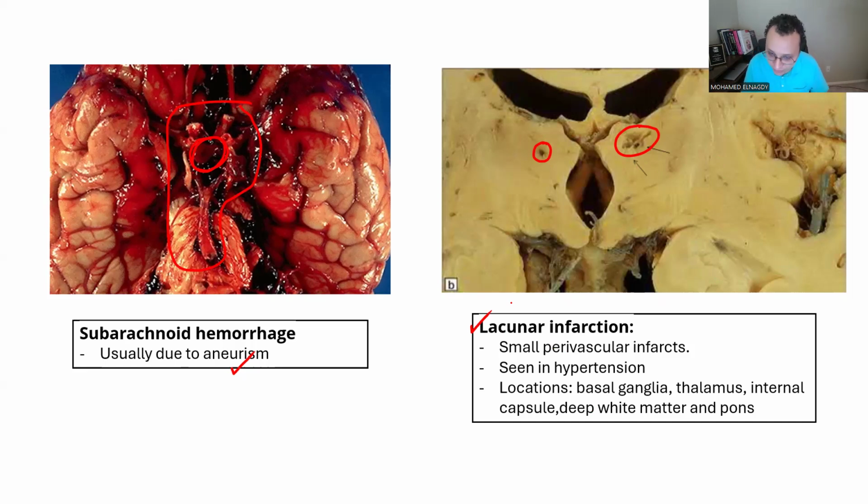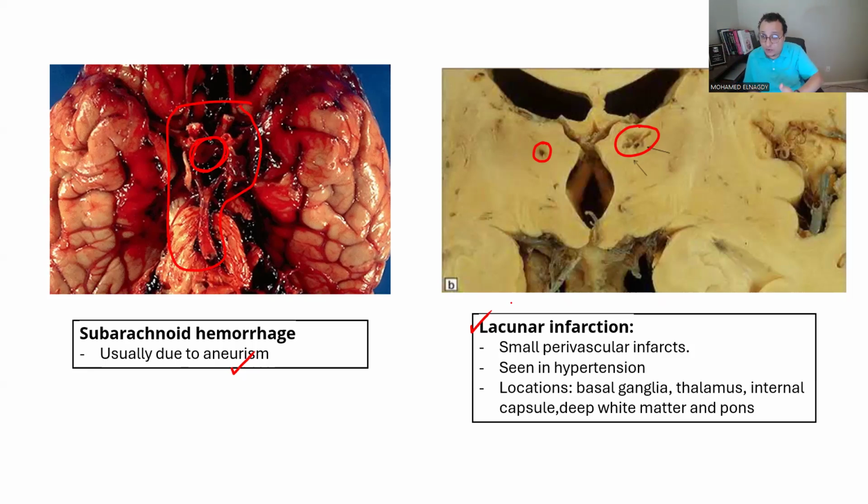That's lacunar infarct. Lacunar infarct is usually seen in hypertensive patients, and this is usually due to the effect of hypertension on the small blood vessels supplying the brain tissue. It's due to arteriosclerosis and arteriolar affection by the hypertension. It leads to small areas of infarct in the brain. They call it lacunar infarct. So it's small perivascular infarcts seen in hypertensive patients, and they are usually located inside the brain substance.